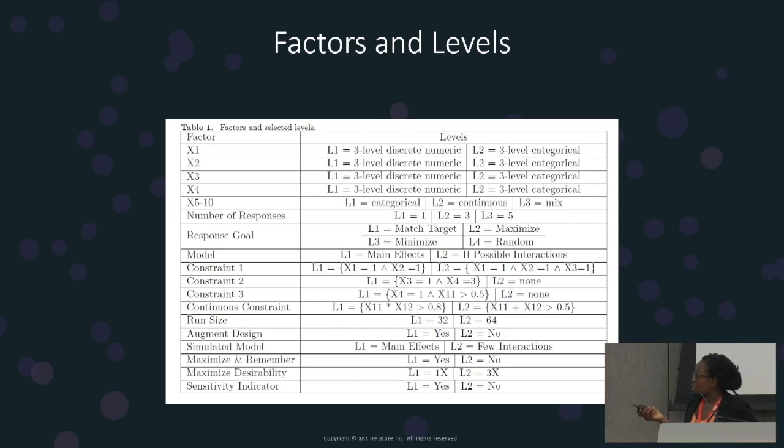Then the last 3 factors have to do with the profiler inputs. We have the maximize and remember option. We have the number of times that maximize desirability is run, and the sensitivity indicator. This is a control in the profiler, which enables a user to quickly see sensitive regions in the design when faced with a large number of factor profiles.